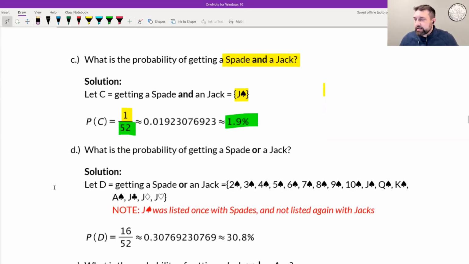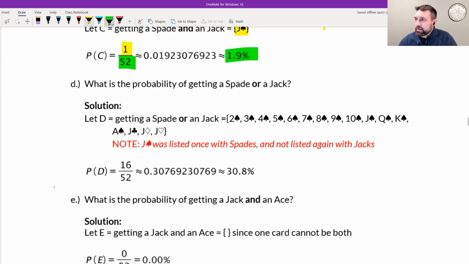Now let's look at part D. What is the probability of getting a spade or a jack? Well, let's piece this together. So how many spades are there? We could count all the spades, and we already did this once. We know that there's 13 spades, right? Here are all the spades. And now how many jacks are there? Well, there are 4 jacks, right? We did this calculation a little bit earlier as well. There were 4 jacks. And you may be thinking, well, the answer is 17.